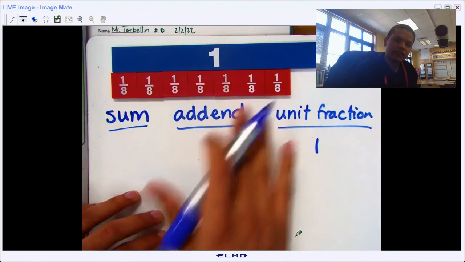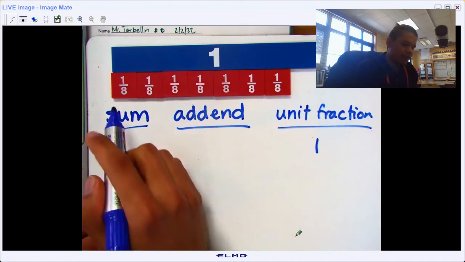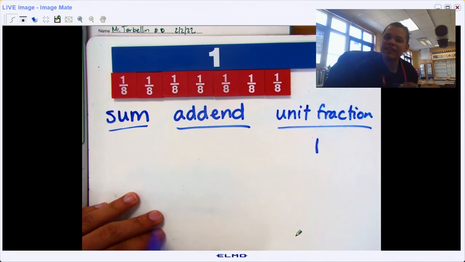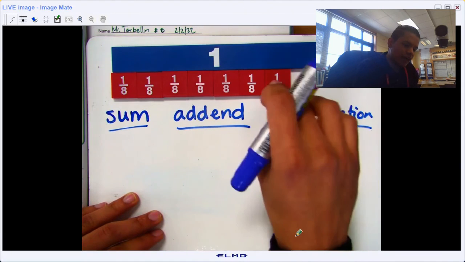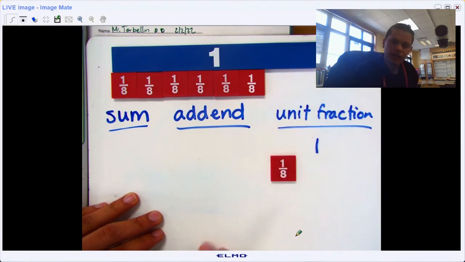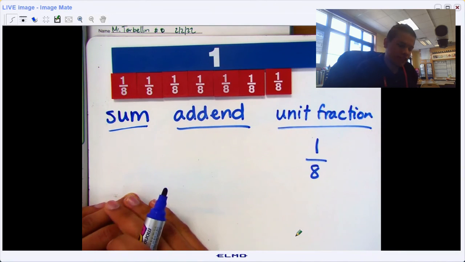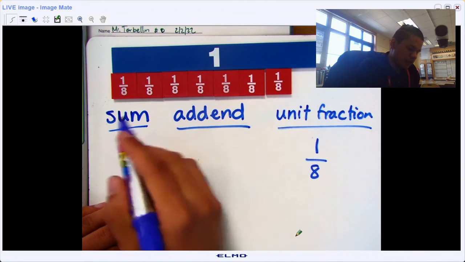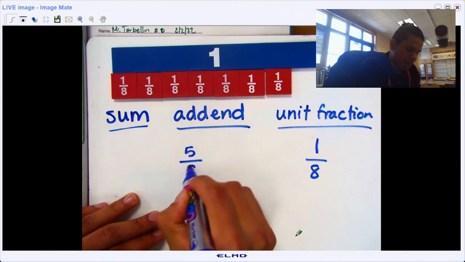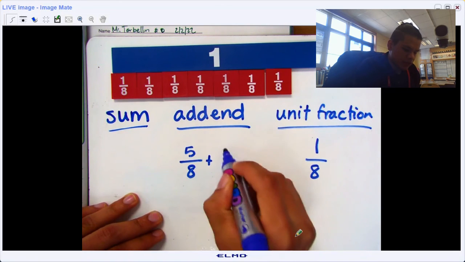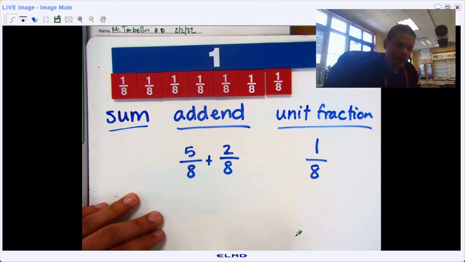So let's take a look at the example we just looked at. We had 5/8 plus 2/8 equals 7/8. Our unit fraction is just going to be one of these fraction tiles. So 1 in the numerator out of 8 total parts, that is our unit fraction, okay? Now, the addends are the numbers that we're adding, okay? So if we had 5/8 plus 2/8, 5/8 would be our first addend, and 2/8 would be our second addend.